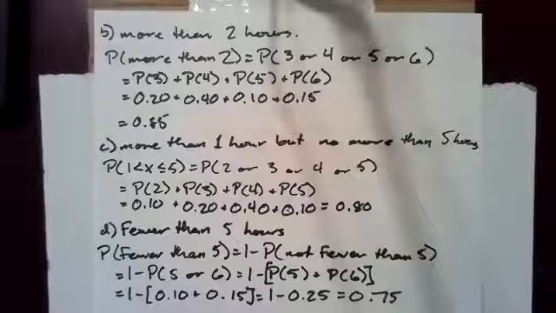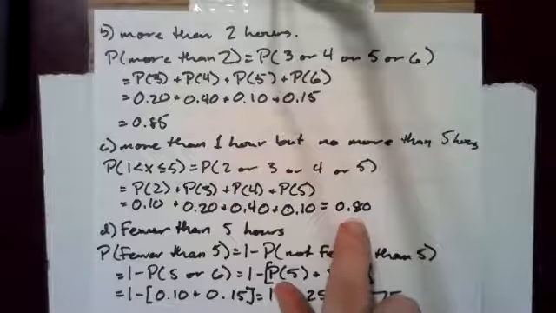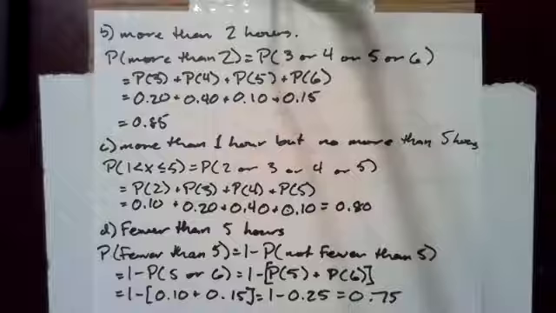The probability that she will spend more than 1 hour but no more than 5 hours. So that's the probability that the number X that is chosen is greater than 1 but less than or equal to 5. So that's the probability of 2 or 3 or 4 or 5. And that adds up to 0.80 or 80%.